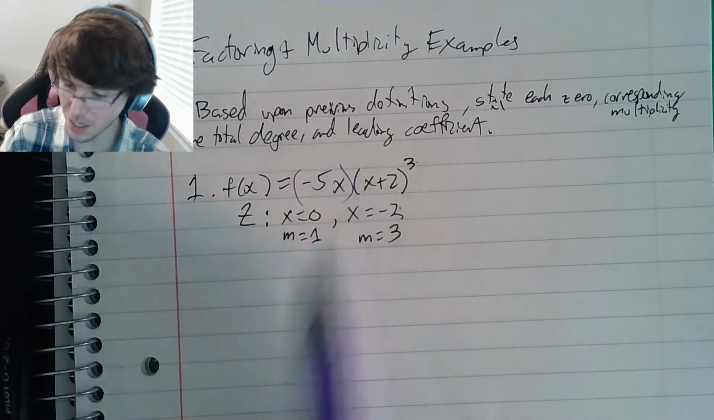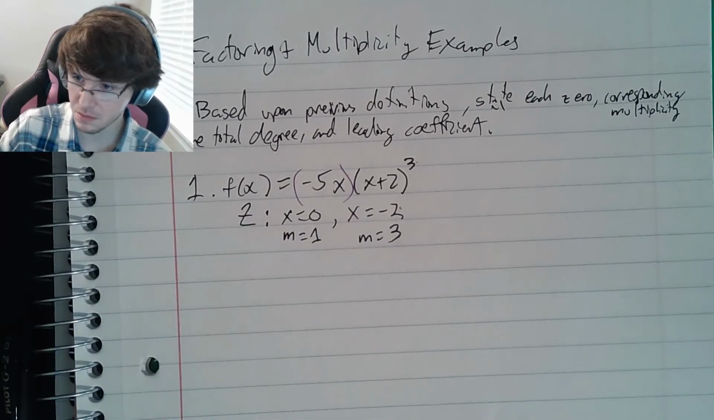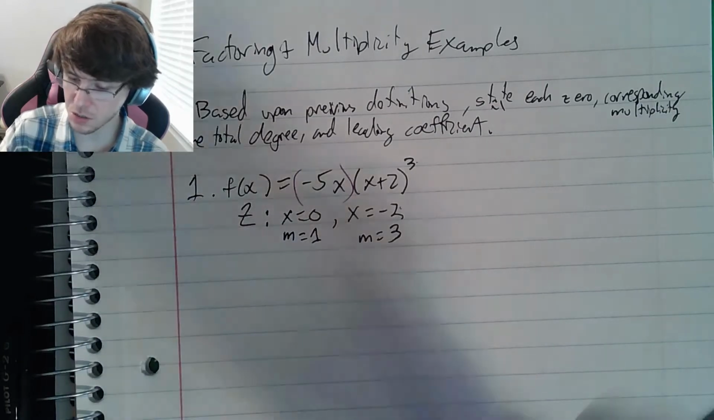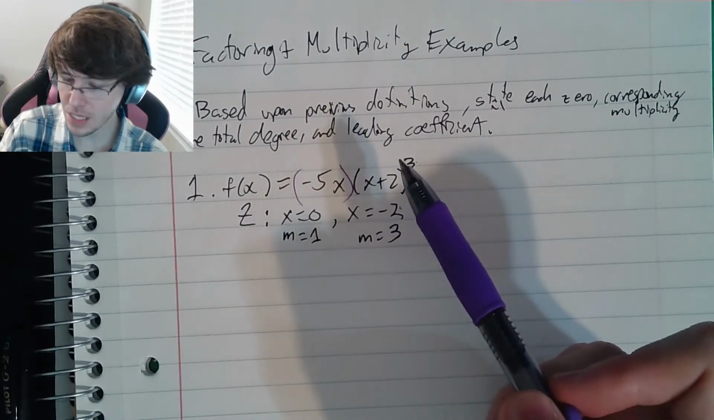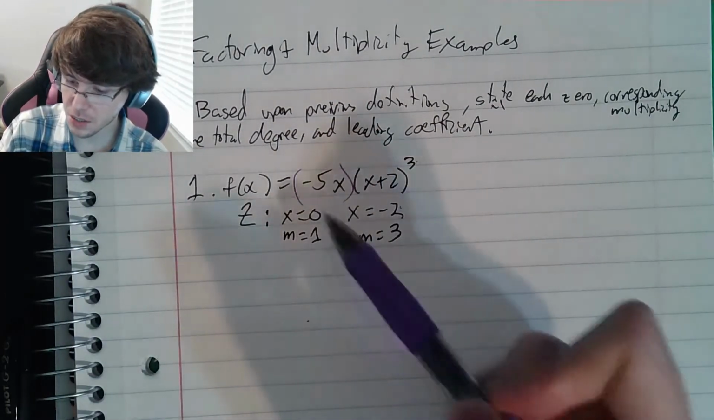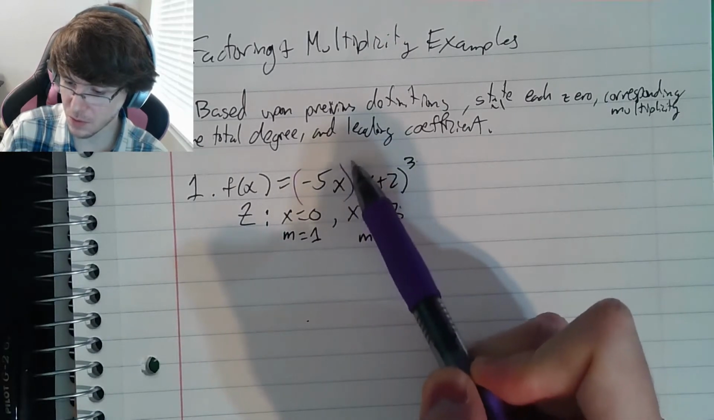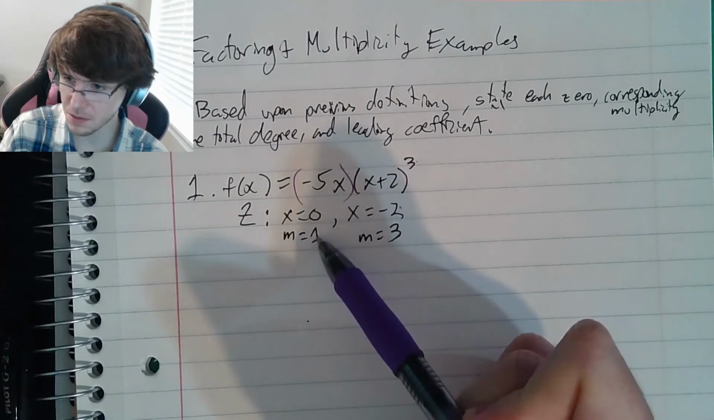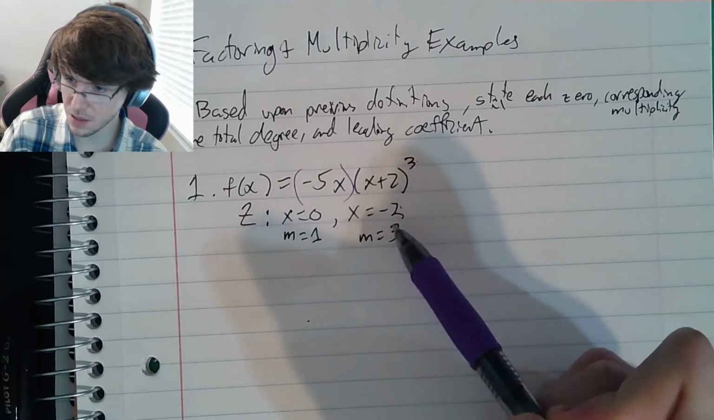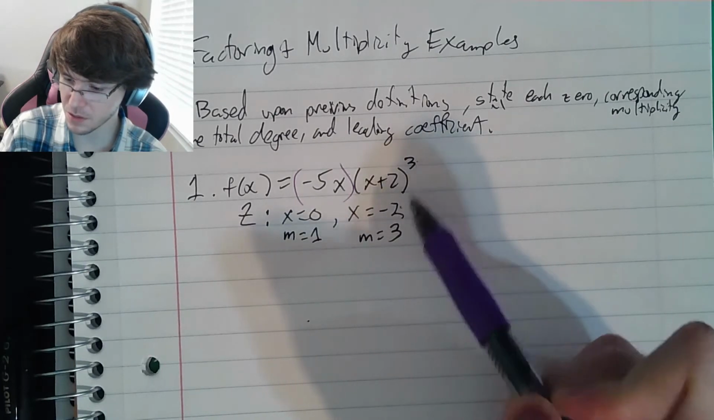Each factor has a multiplicity. So each 0 has a multiplicity. It is the exponent of the factor. So this guy, x equals 0, has an exponent of 1. It's invisible, so the multiplicity is 1. And this guy has an exponent of 3, so its multiplicity is 3.